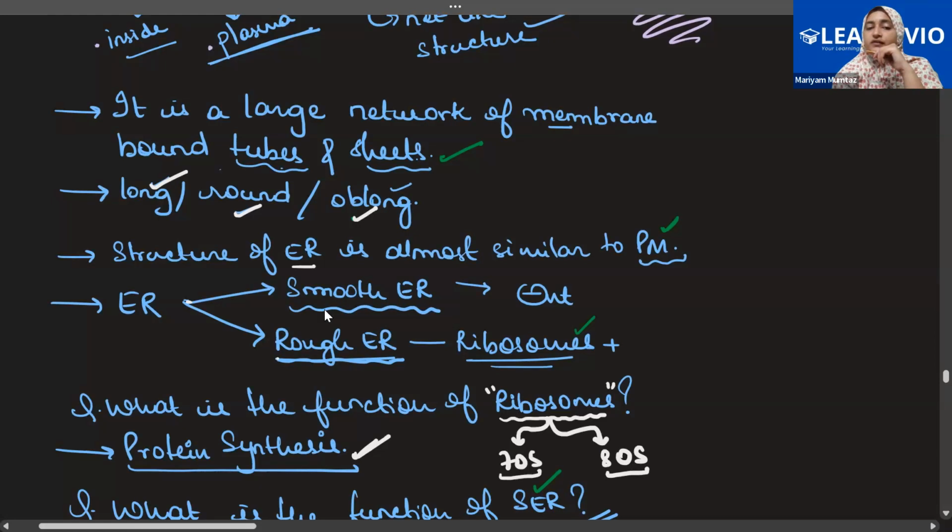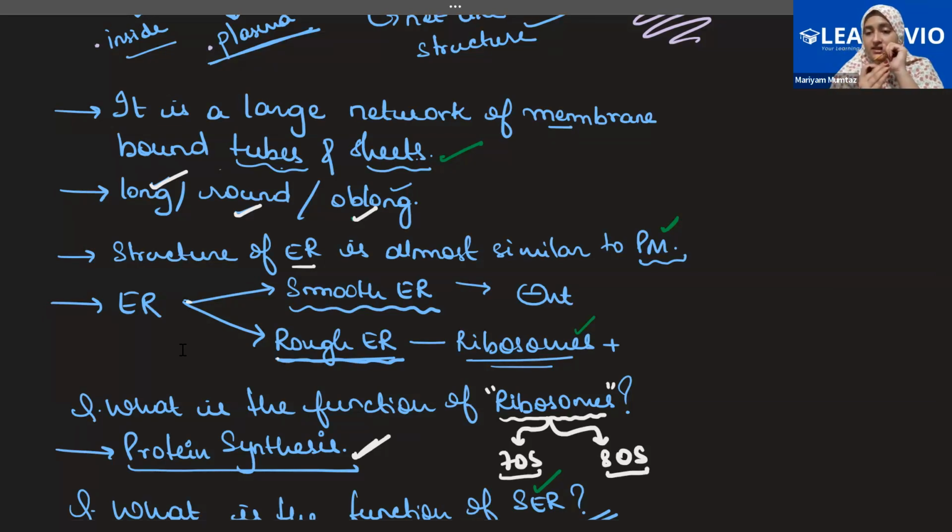Talking about the structure of the endoplasmic reticulum. The structure of the endoplasmic reticulum is almost similar to the plasma membrane. Now, depending upon the presence or absence of ribosomes, the endoplasmic reticulum can be of two types: smooth endoplasmic reticulum when ribosomes are not present, and rough endoplasmic reticulum when ribosomes are present.